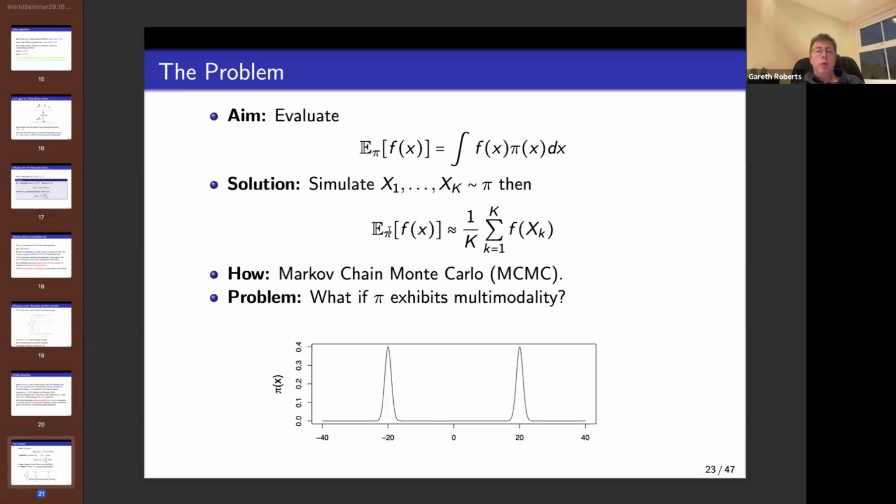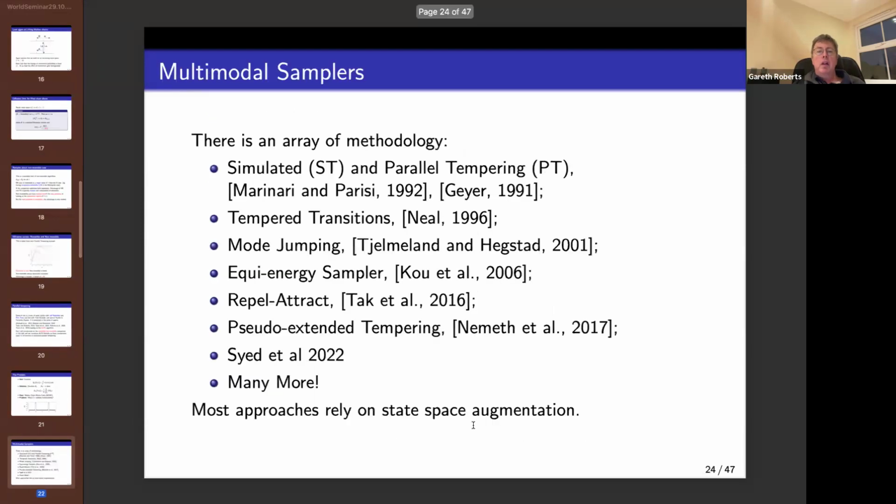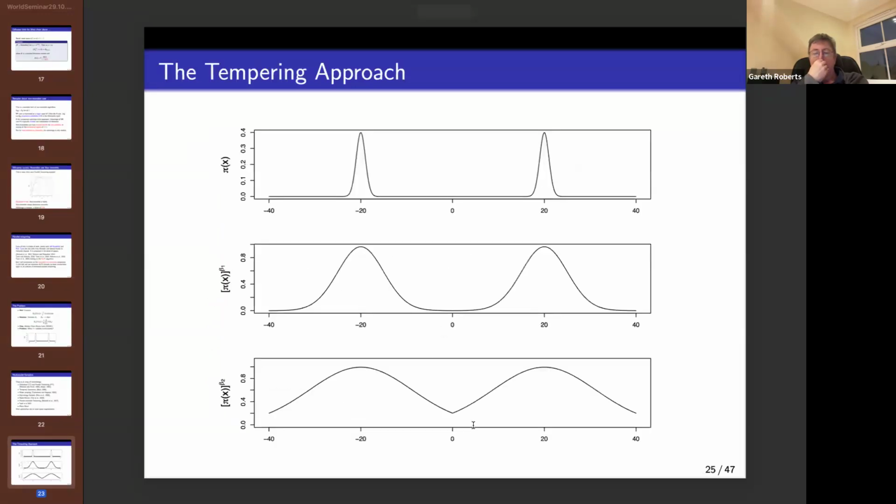Okay, so the idea here is we're interested in multimodality, so an example like this at the bottom, where I have two modes. That's hard to do using off-the-shelf Euclidean MCMC algorithms. And so there's a whole host of algorithms that have been proposed to get around this problem, many of them based around tempering, and I give some references there. There's a lot more that's going on. And this is the basic idea.